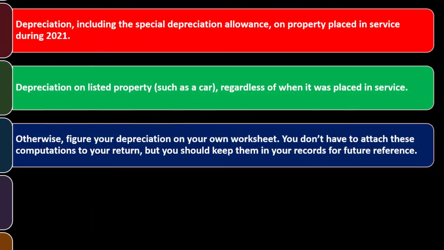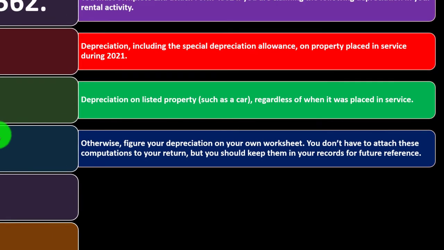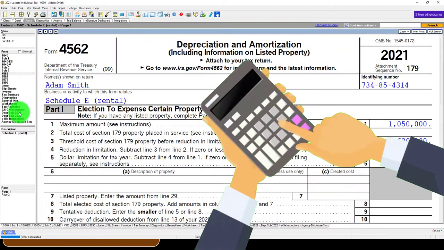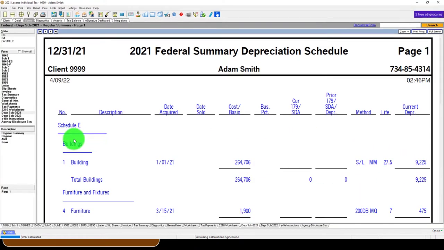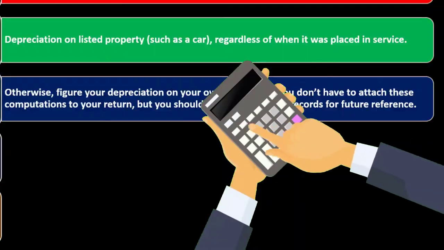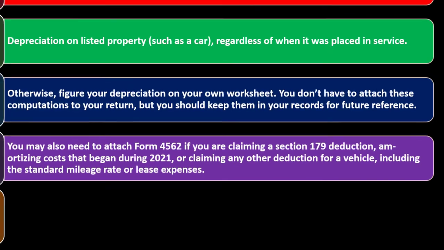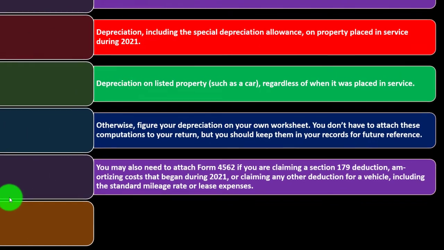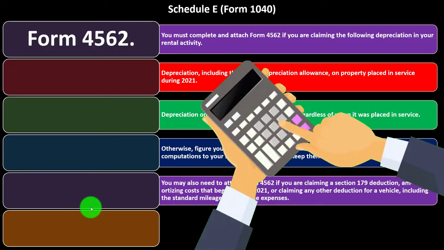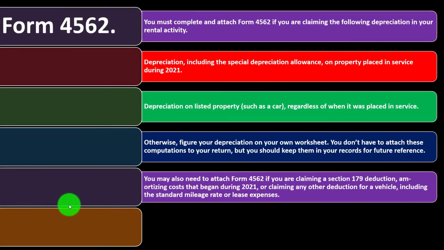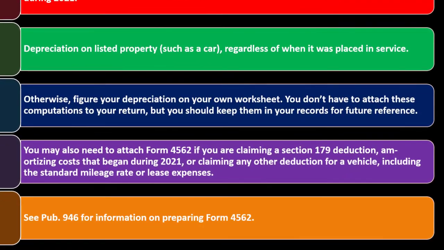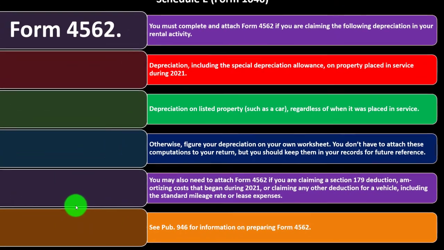Two, you don't have to attach these computations to your return, but you should keep them in your records for future reference. So they might not be an official form when we're looking at the worksheets for the depreciation calculations, but they're going to be critical, and we're going to want those supporting schedules in place in the event that there are questions about one of the most complex calculations we're doing here, that being the depreciation. You may also need to attach Form 4562 if you are claiming a Section 179 deduction. That's kind of an accelerated depreciation type of calculation where you get more depreciation up front. Amortizing costs that begin during 2021, or claiming any other deduction for a vehicle, including standard mileage rate or lease expenses. See Publication 946 for information on preparing Form 4562.